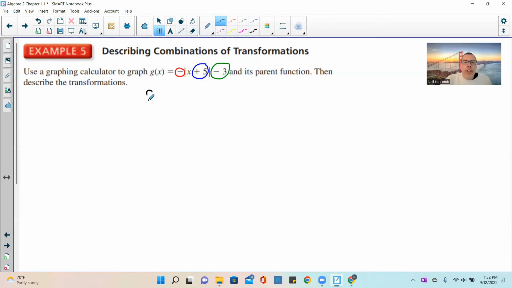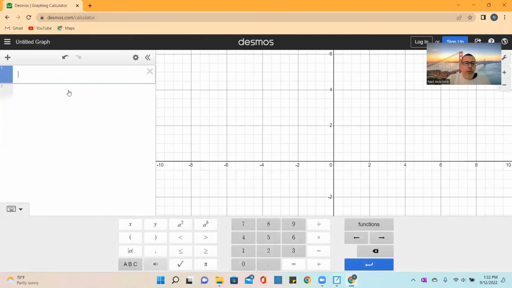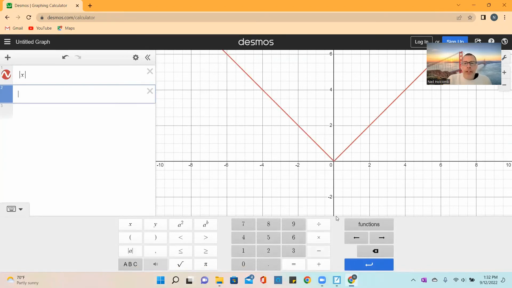Let's call the parent function f of x. Well, what's the most basic absolute value function? Because these are absolute value brackets here. Well, the most basic one is the absolute value of x. So let's graph that first. So we'll go to Desmos, and we will graph the absolute value of x. There it is. Okay, pretty simple.